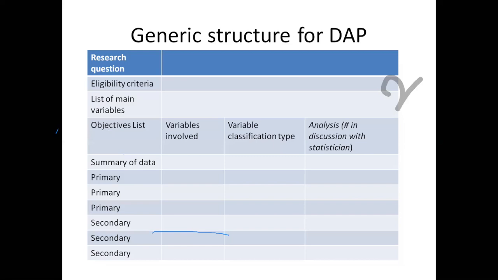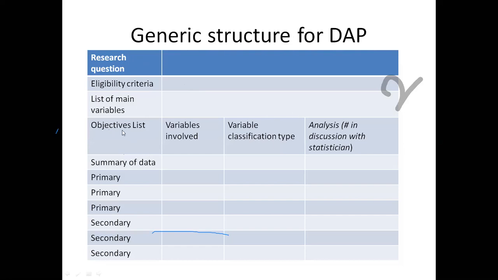All right, so now we get to the generic structure of the data analysis plan. It starts, as I said before, with a clear and specific research question. The next part is the criteria. If you have any specific criteria involved in the selection of samples, you mention them. Then you make a list of important variables in the study, right?